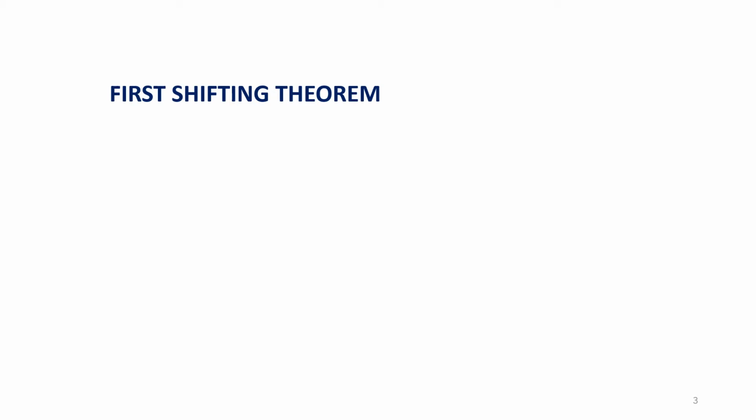Now the first shifting theorem states that if L of f of t is equal to F of s, then L of e raised to minus at f of t is equal to F of s plus a. Which means you are given L of f of t, and when f of t is multiplied by e raised to a function, then how to calculate the Laplace transform? Okay, if L of f of t is F of s, then L of e raised to minus at f of t is F of s plus a.